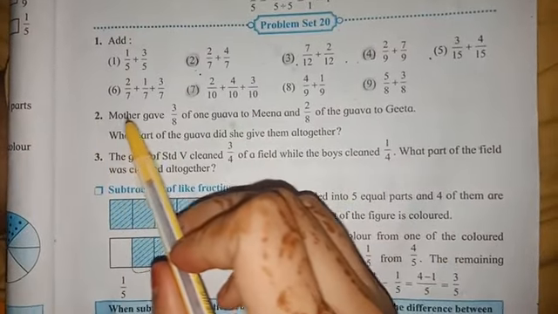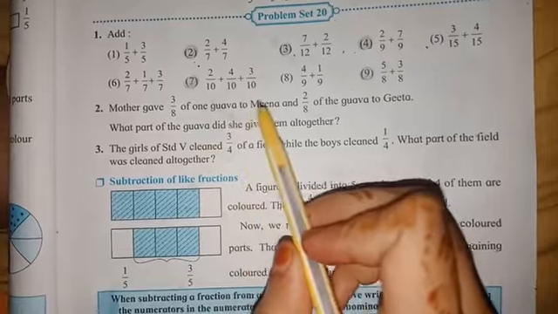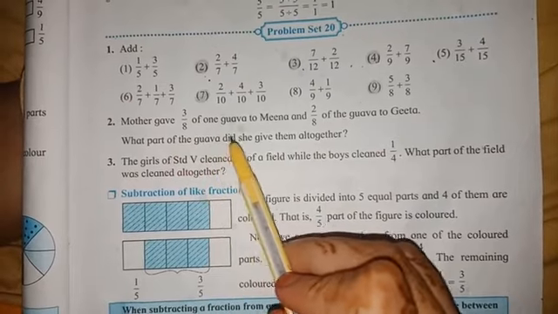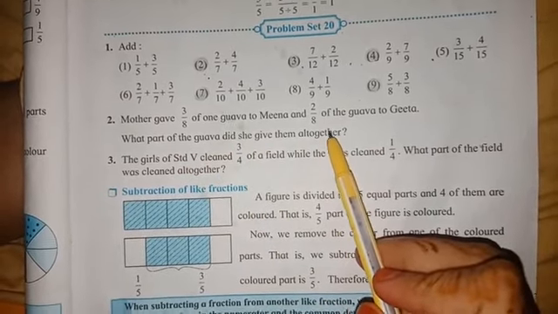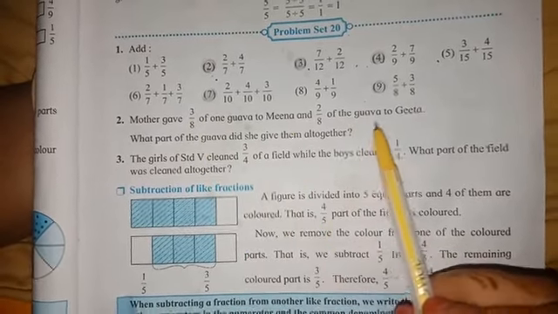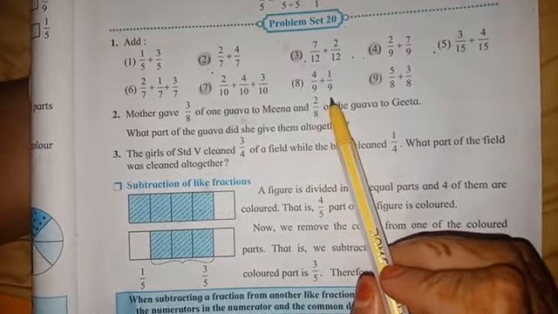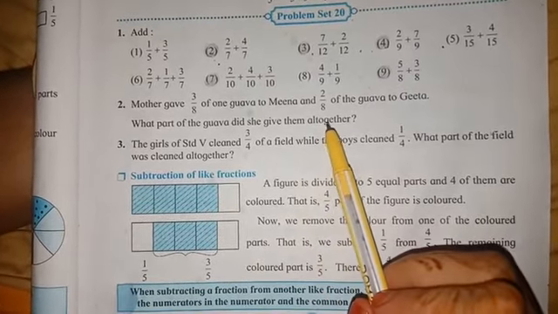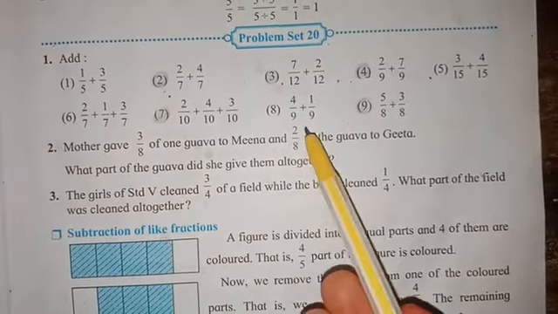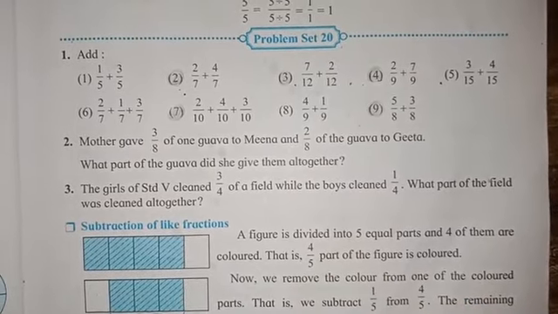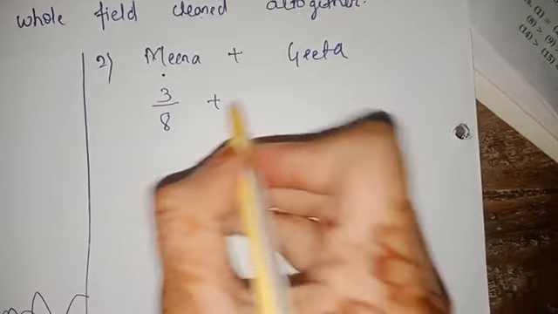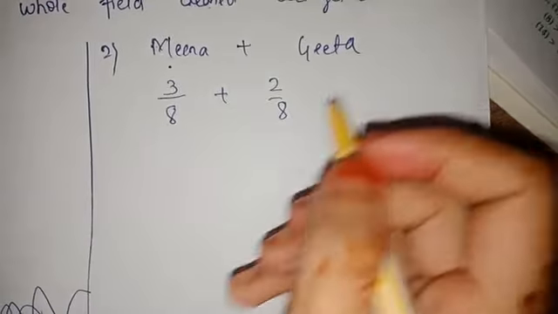Question number 2. Mother gave 3 by 8 of one gava to Meena and 2 by 8 of the gava to Geeta. What part of the gava did she give them altogether? It means mother gave Meena 3 parts out of 8 parts of the gava and gave Geeta 2 parts out of 8 parts of the gava. So we have to find how much they get altogether. For this we will add 3 by 8 and 2 by 8.